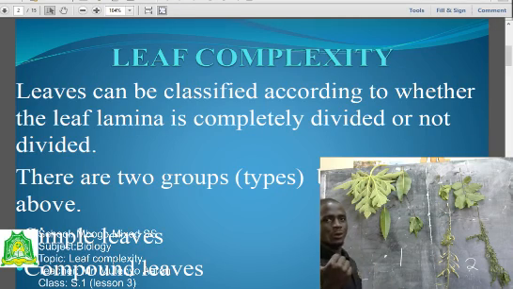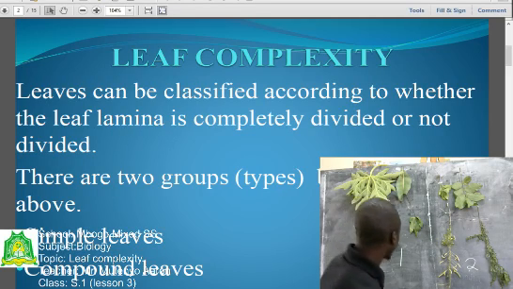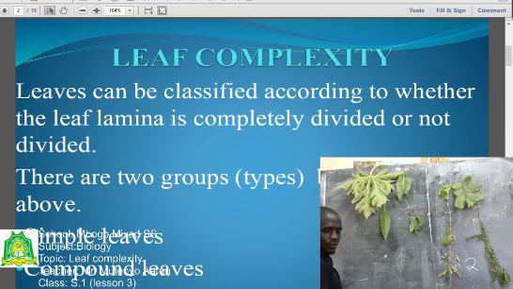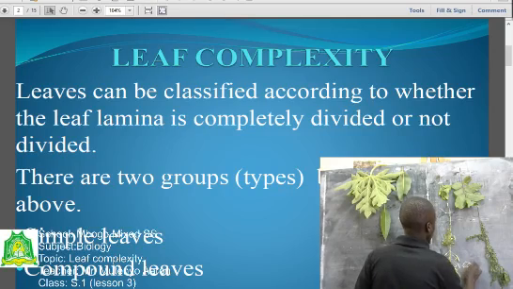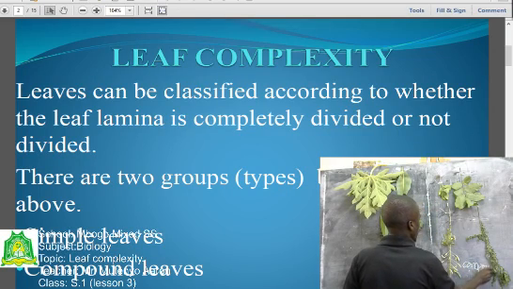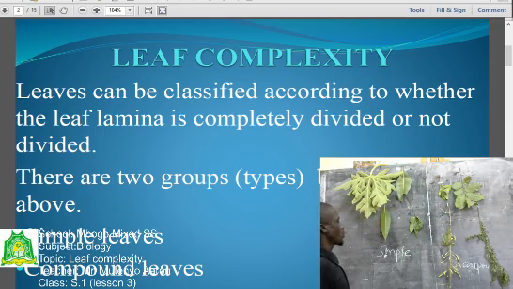As you follow the slides on the screen there, give me some reasons as to why you say this is, for example, compound, this is simple, and this is compound. So here with me, this group is simple, and then group 2 is compound leaves.